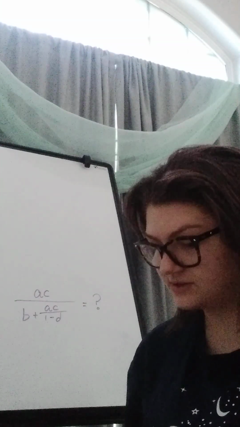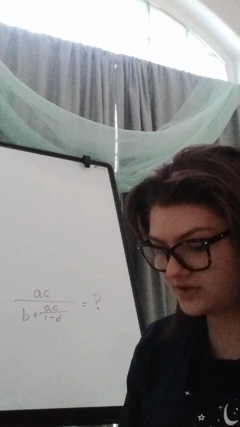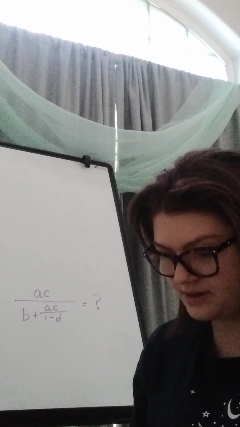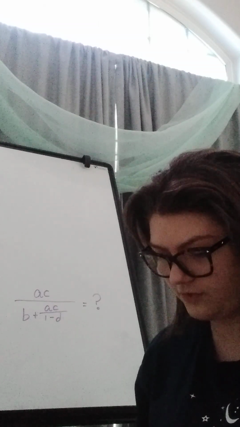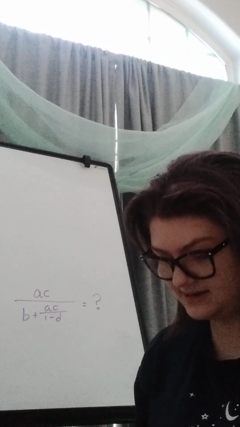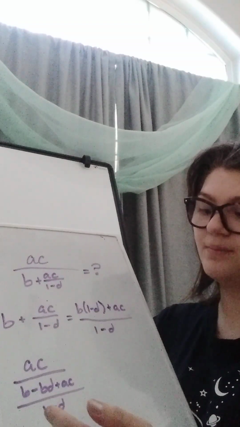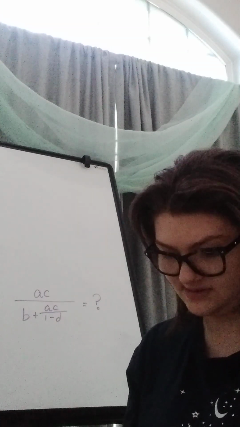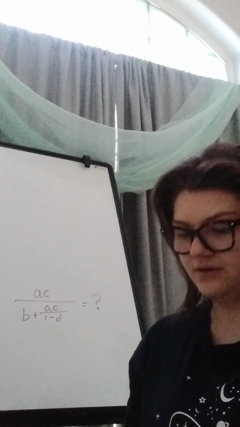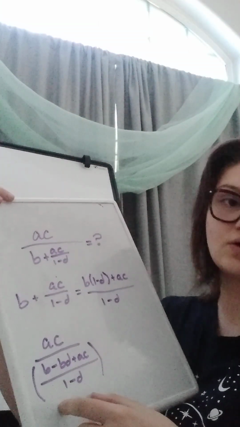And I'm going to actually go ahead and do that and put back into the original fraction. So that I have AC over B minus BD plus AC over 1 minus D. Now, if we really think about this, this is AC divided by this whole fraction right here. And I'm actually going to put parentheses around it. So yeah, this is basically AC divided by this whole thing.